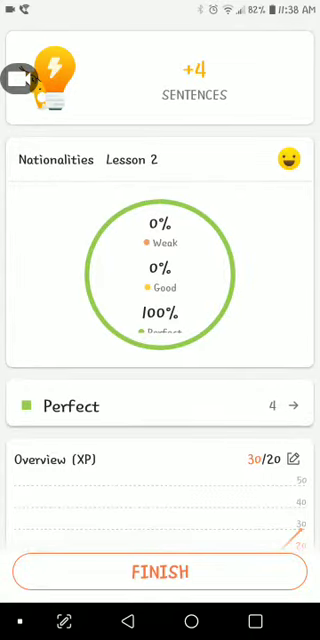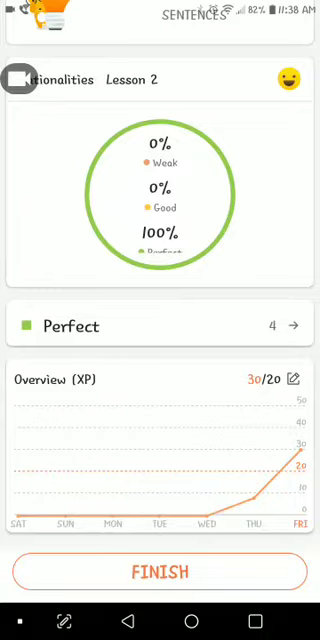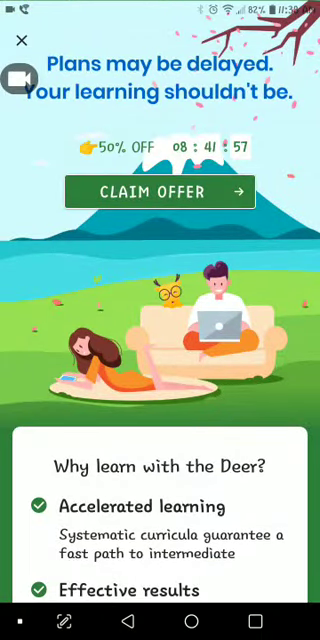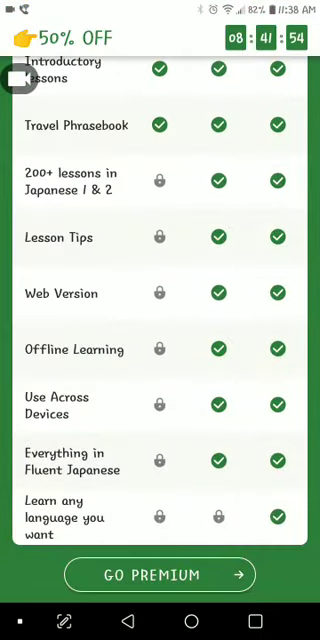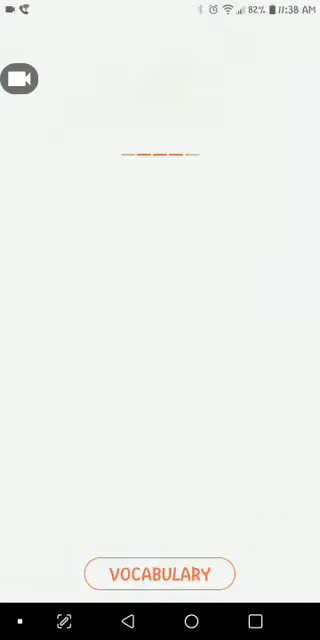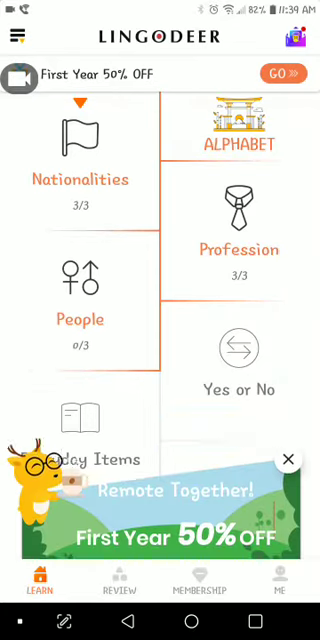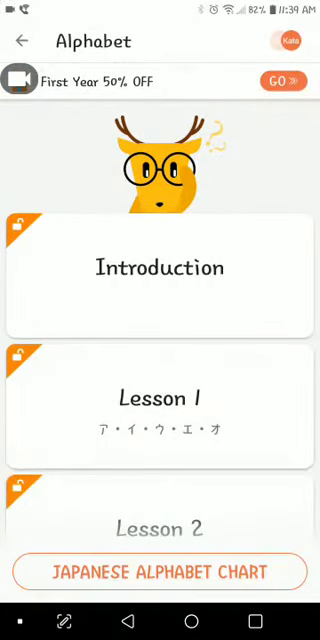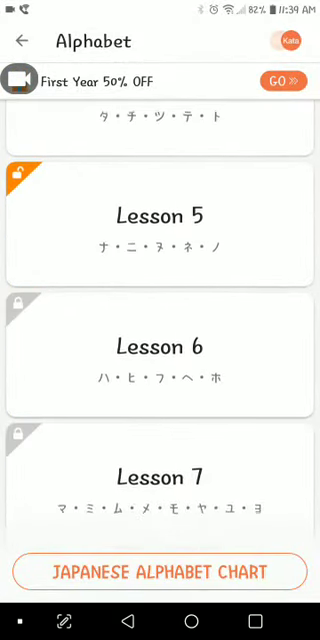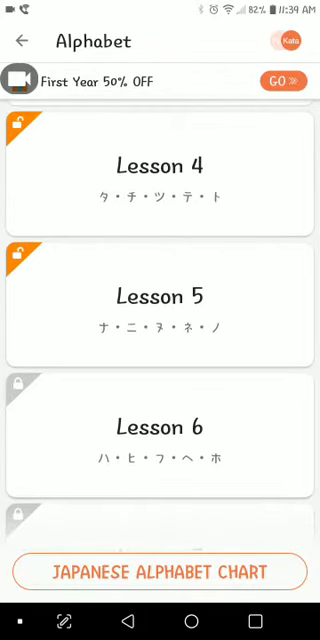So now we are going to finish up this lesson. This is just an advertisement. And now we're going to lesson three. Actually, before we go on to lesson three, let's learn some more katakana. We have opened up lesson five, so let's go there.